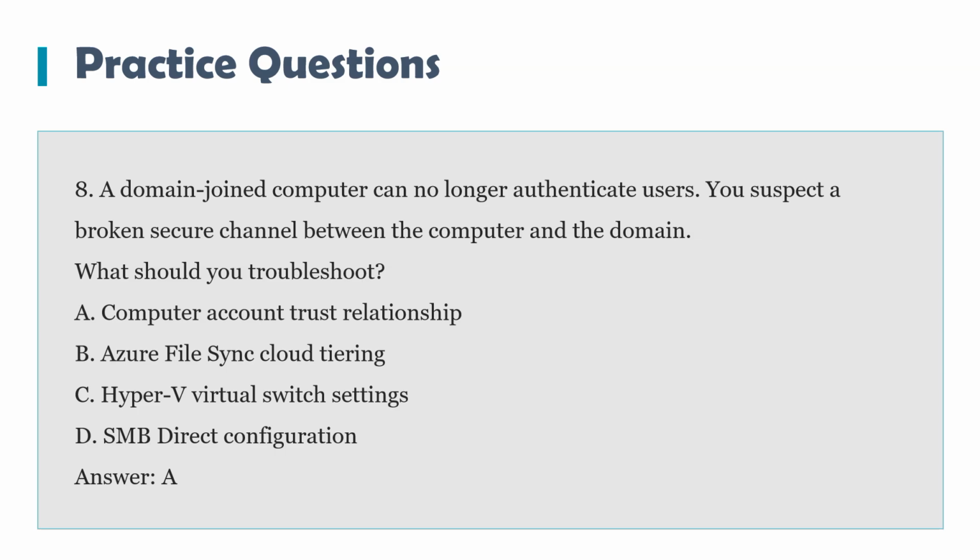8. A domain-joined computer can no longer authenticate users. You suspect a broken secure channel between the computer and the domain. What should you troubleshoot? A. Computer account trust relationship. B. Azure File Sync cloud tiering. C. Hyper-V virtual switch settings. D. SMB Direct configuration. Answer: A.